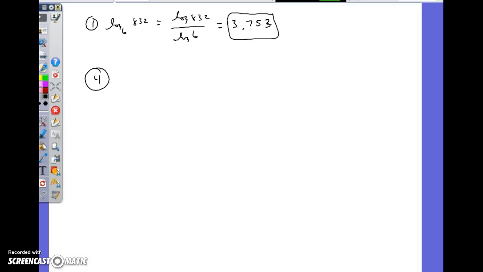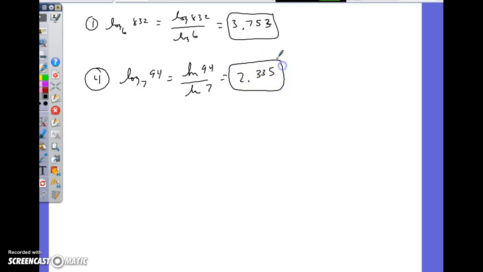Okay, so that was a pause, but it wasn't a very clear pause, so hopefully we paused. Here we go. Log base 7 of 94 can be rewritten as ln of 94 over ln of 7. Just do ln of 94 divided by ln of 7, and I get 2.335. And I'm done with that one. That's weird.